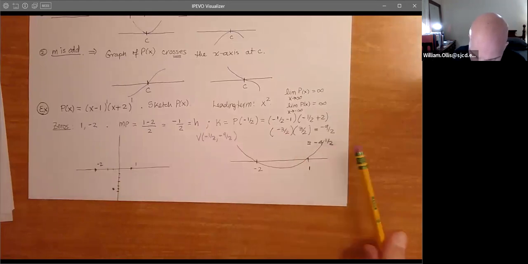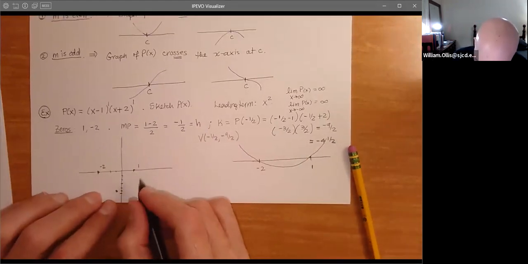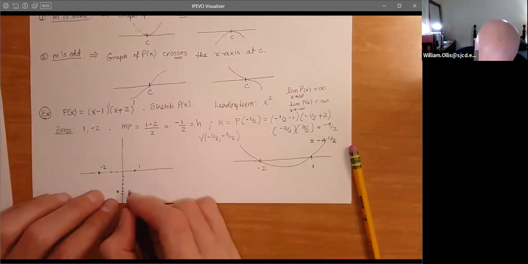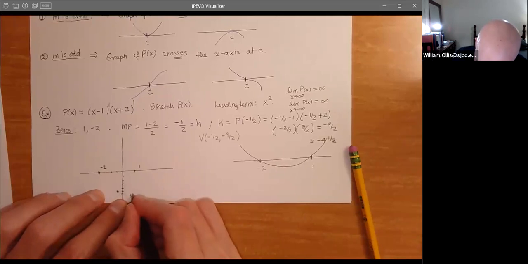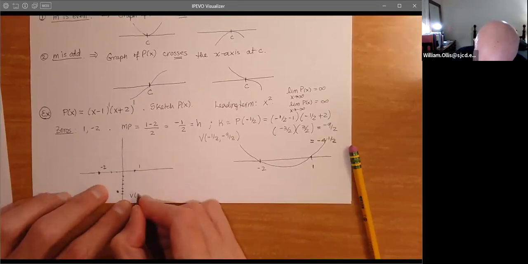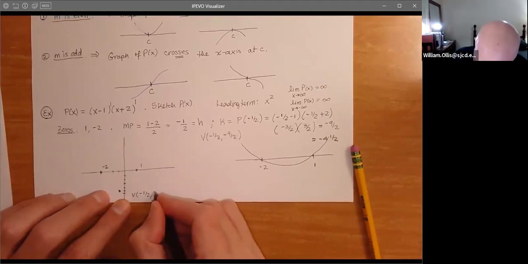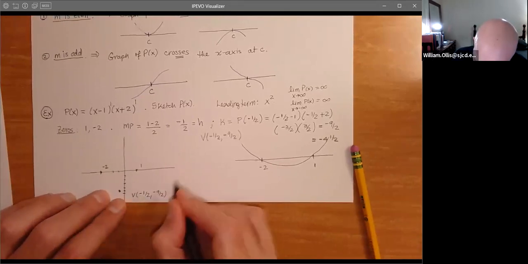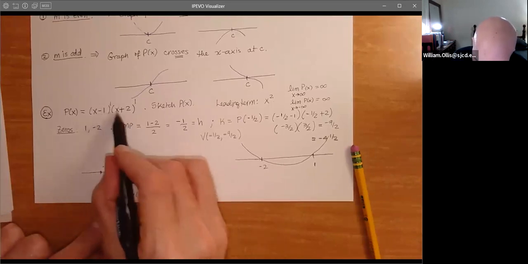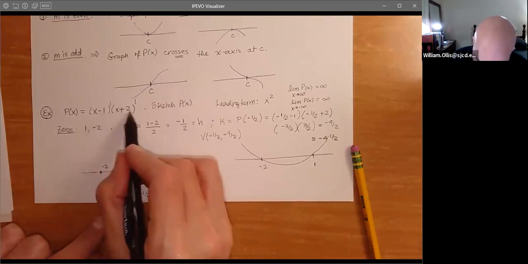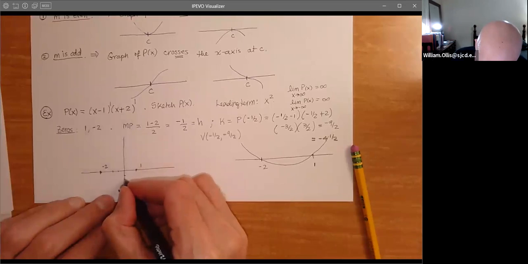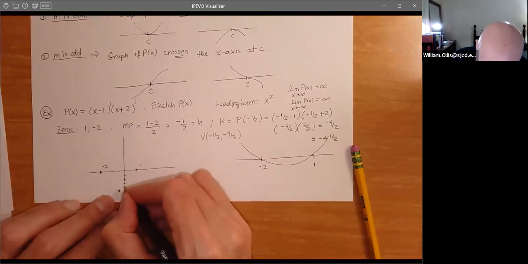So we know this for free. We got this for free. So it's fine. So we have a vertex -1/2, -9/2. And so now notice the constant term is -2, so we're going to cross through here.